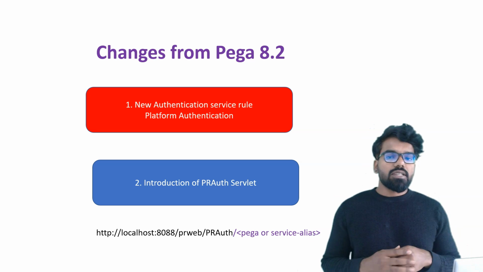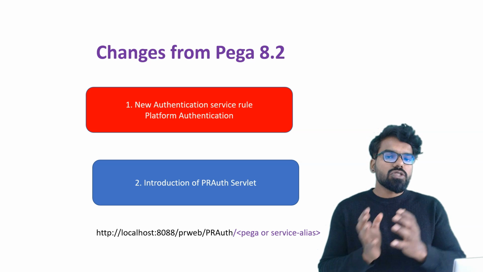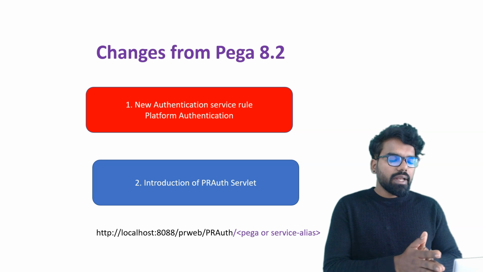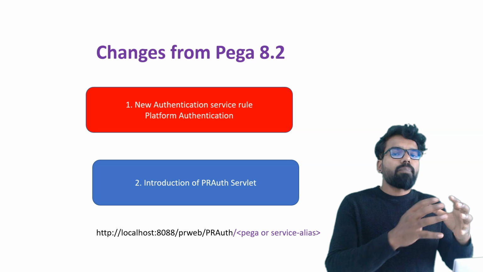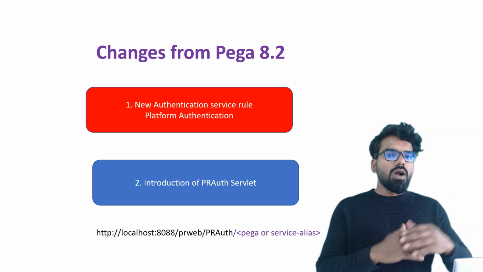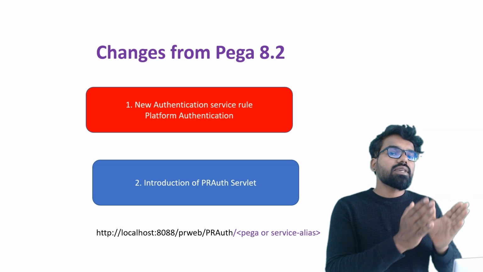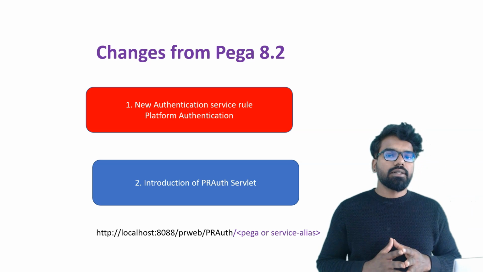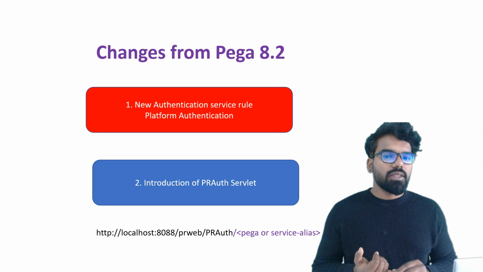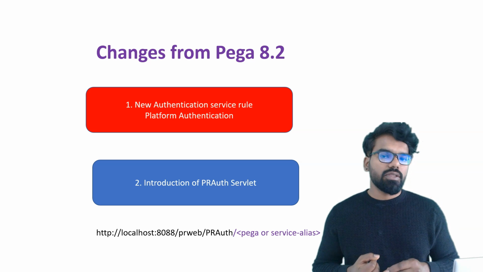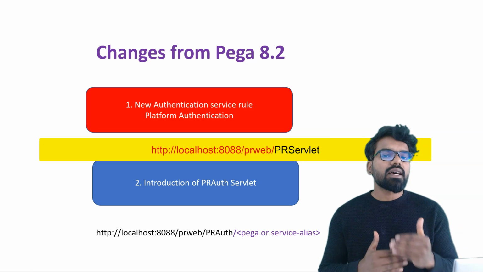As you see in the below URL, the URL construct can be localhost, port name, PRWeb, the context, PR auth, the servlet name, and then it can use Pega for the platform authentication. Or if you create any other authentication service, it can use the service alias in the URL construct. Important thing to note is PR auth doesn't work for the custom authentication or for the Kerberos authentication. And for backward compatibility, still the old servlets are used.